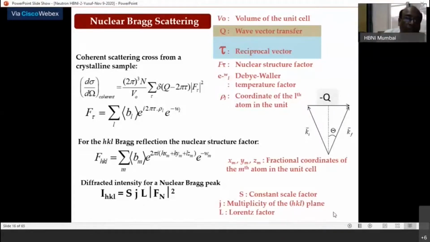J is called the multiplicity factor. Of course, if you do single crystal diffraction, J is always 1, because for a given orientation of the sample, you measure only one peak at a time, one HKL. But for powder samples, if you deal with a cubic sample, when you talk about the 100 peak, how many do you have? I don't have to give the answer, right? 100, 010, 001, 1 bar 00, 01 bar 0, and 001 bar.